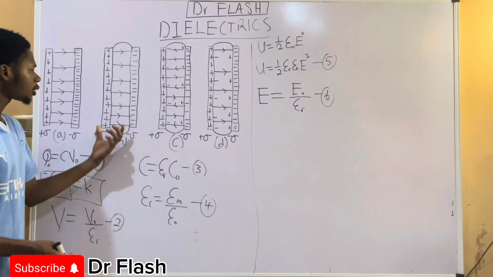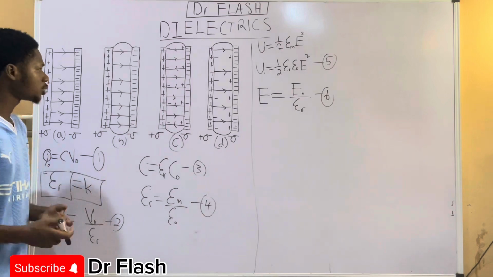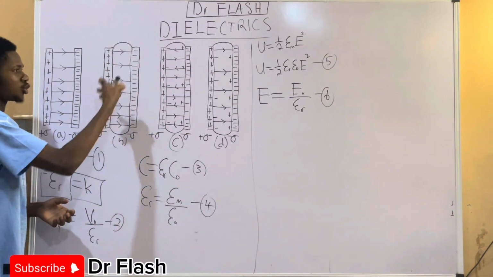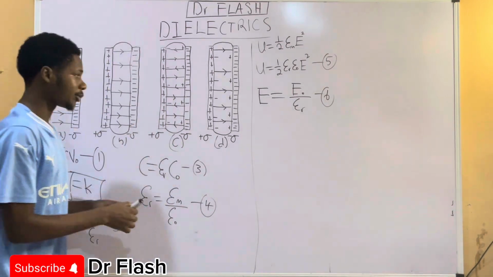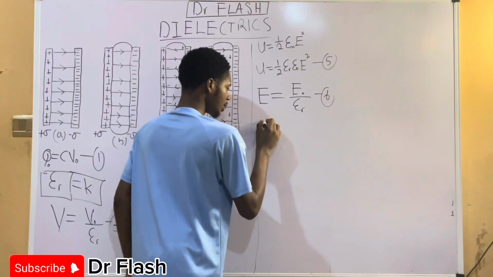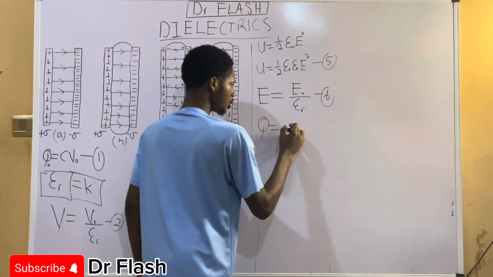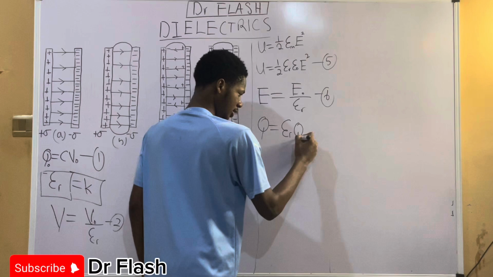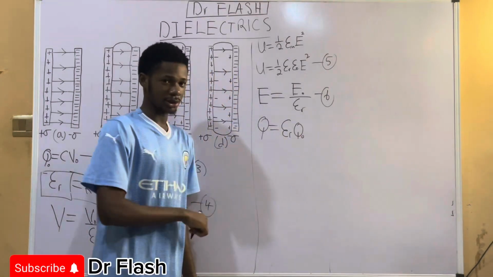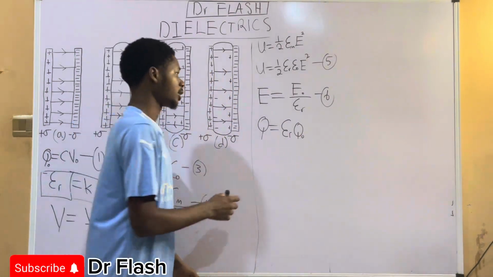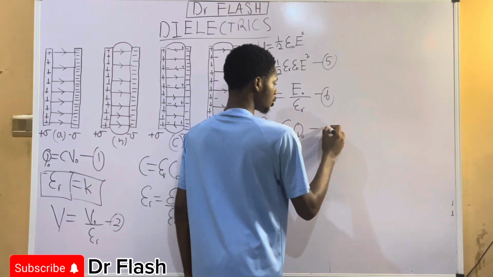How about the charge? Now, if we assume the potential difference to be constant, since we have added the dielectric, we do know that it will induce charge on it, right? More charges. So it means that the new net charge will now be equal to relative permittivity times the initial charge. Remember, this one is increasing, not decreasing. That is why we are multiplying.